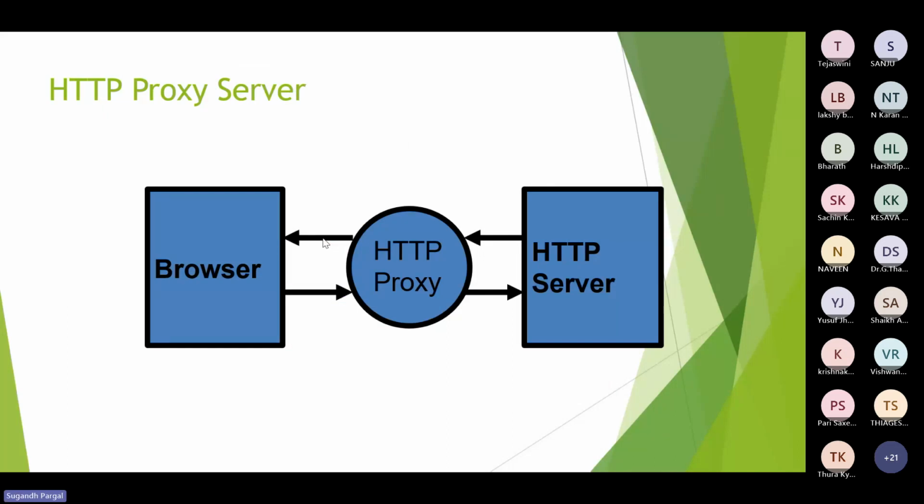We also have the HTTP proxy server, which acts as a proxy if the main HTTP server fails. So the HTTP proxy acts as a proxy for the server if it is failing. Then the browser can be redirected to the HTTP proxy and get the information or the data from that particular HTTP proxy.